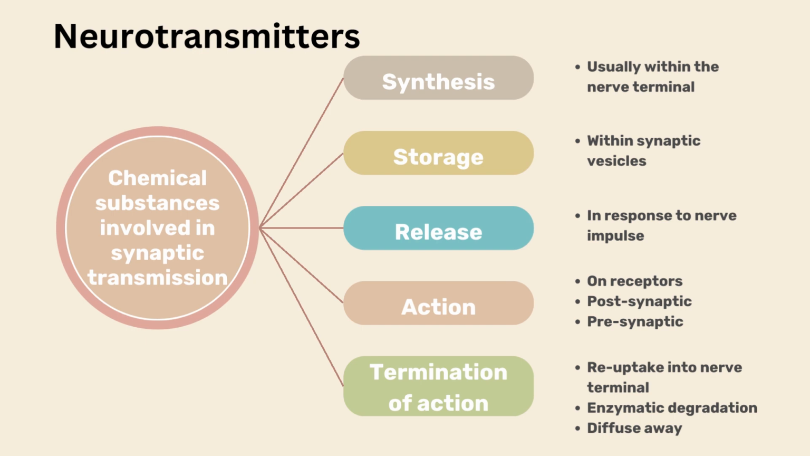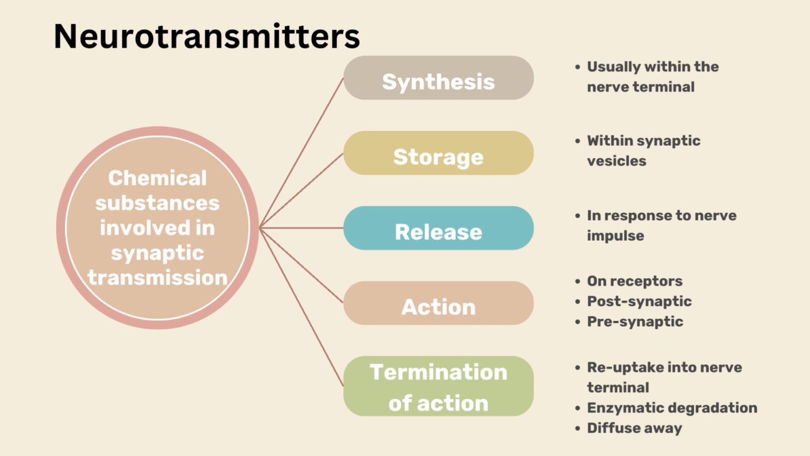Looking briefly at neurotransmitters in general, these are chemical substances which are involved in synaptic transmission. We'll look at the synthesis, storage, release, action, and termination of action of these neurotransmitters. We're first going to look at it in general, and then we shall go on to look at individual neurotransmitters in a bit more detail.